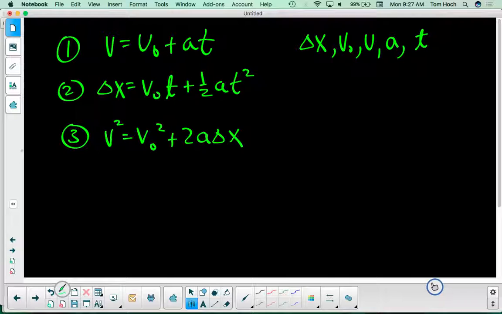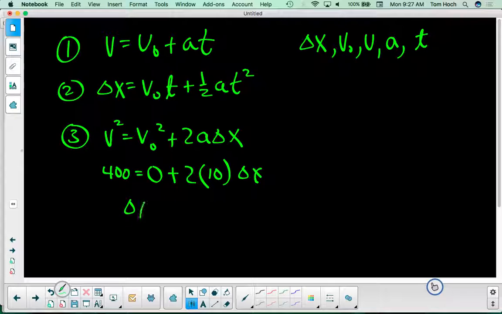All right, John starts from rest and he accelerates at 10 meters per second squared for 2 seconds. How far did he go? V final? 20. 20 squared? 400. V initial? 0. Plus 2 times A. What's A? 10 times delta x. 400 divided by 20. Delta x equals 20. Same as before. Right? So are these just 3 equations?